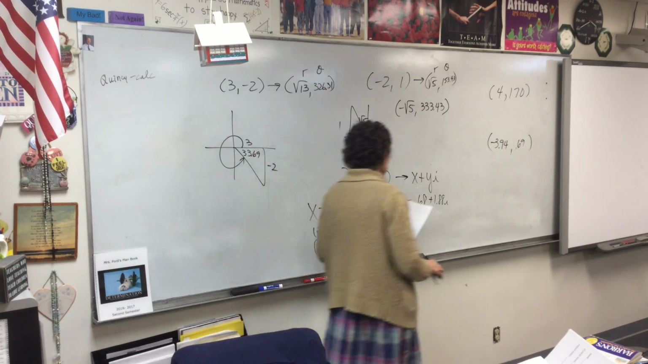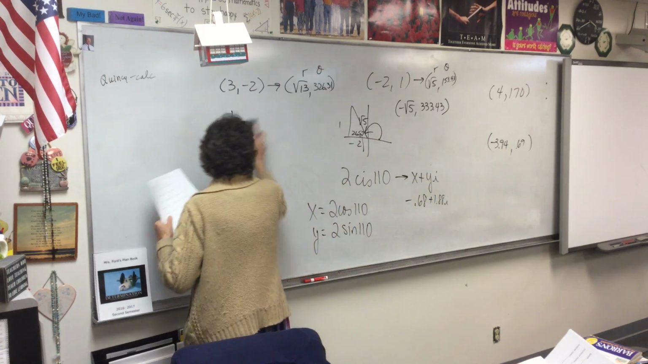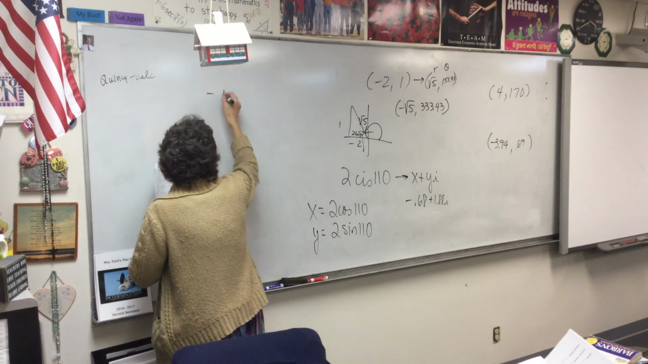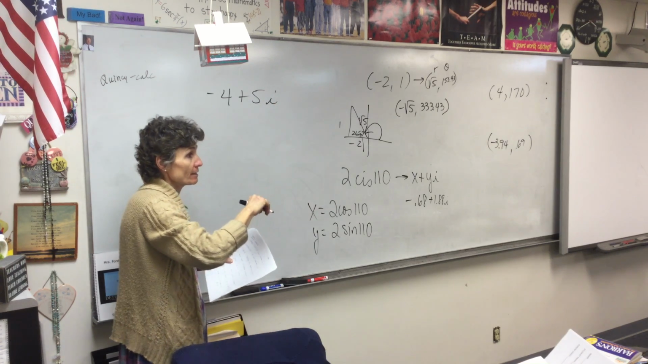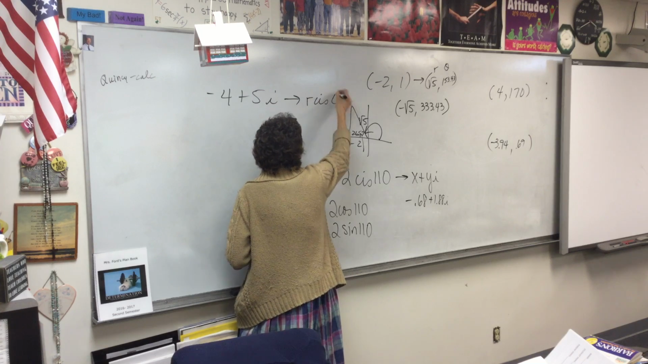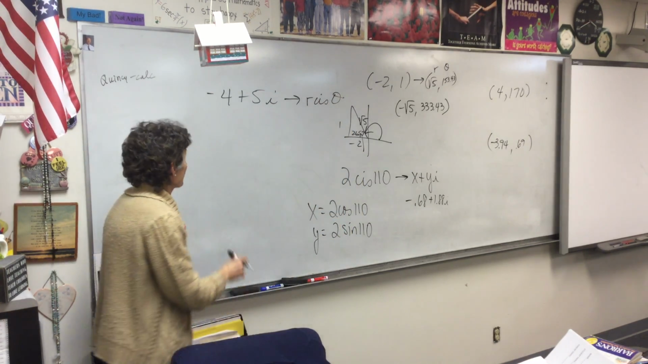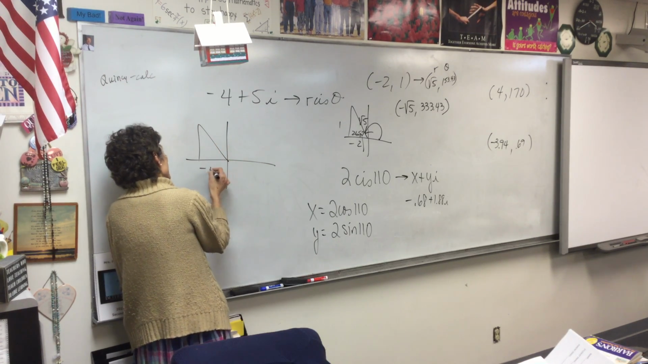Alright, rewrite in polar form. Now what does that mean? Work backwards. That means find r and theta. I am shooting for polar form. So how do I find r and theta? I'll draw a picture of it.